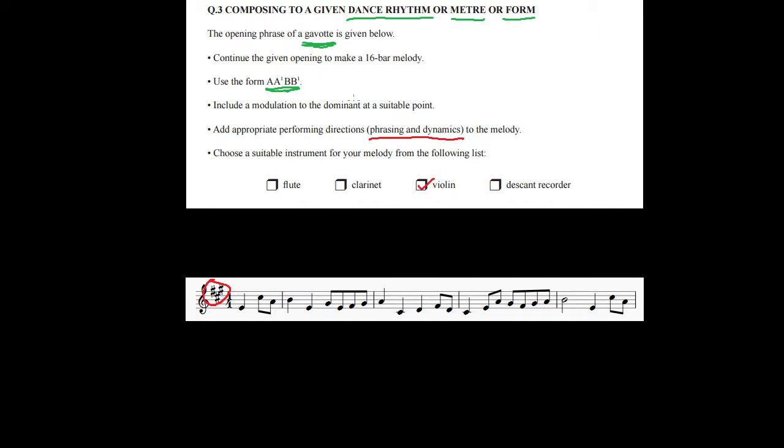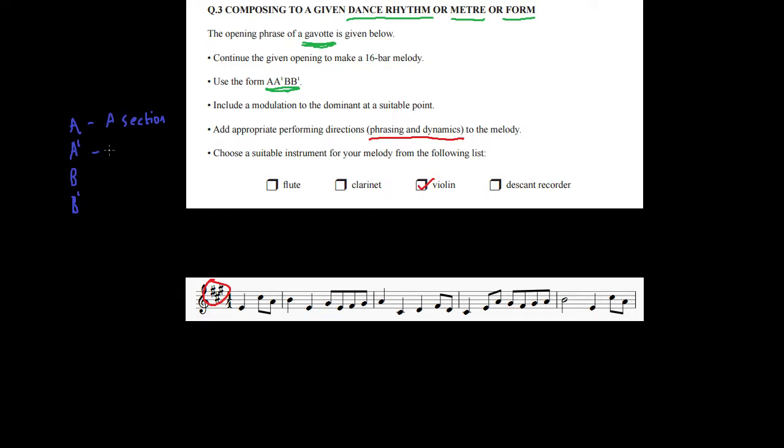In this case, your form is A, A1, B, B1. What that means is, I'm just going to write it over here. I'll use blue for all the form related stuff. So your form is A, A1, B, B1, which means you've got your A section. I'll just write A section.